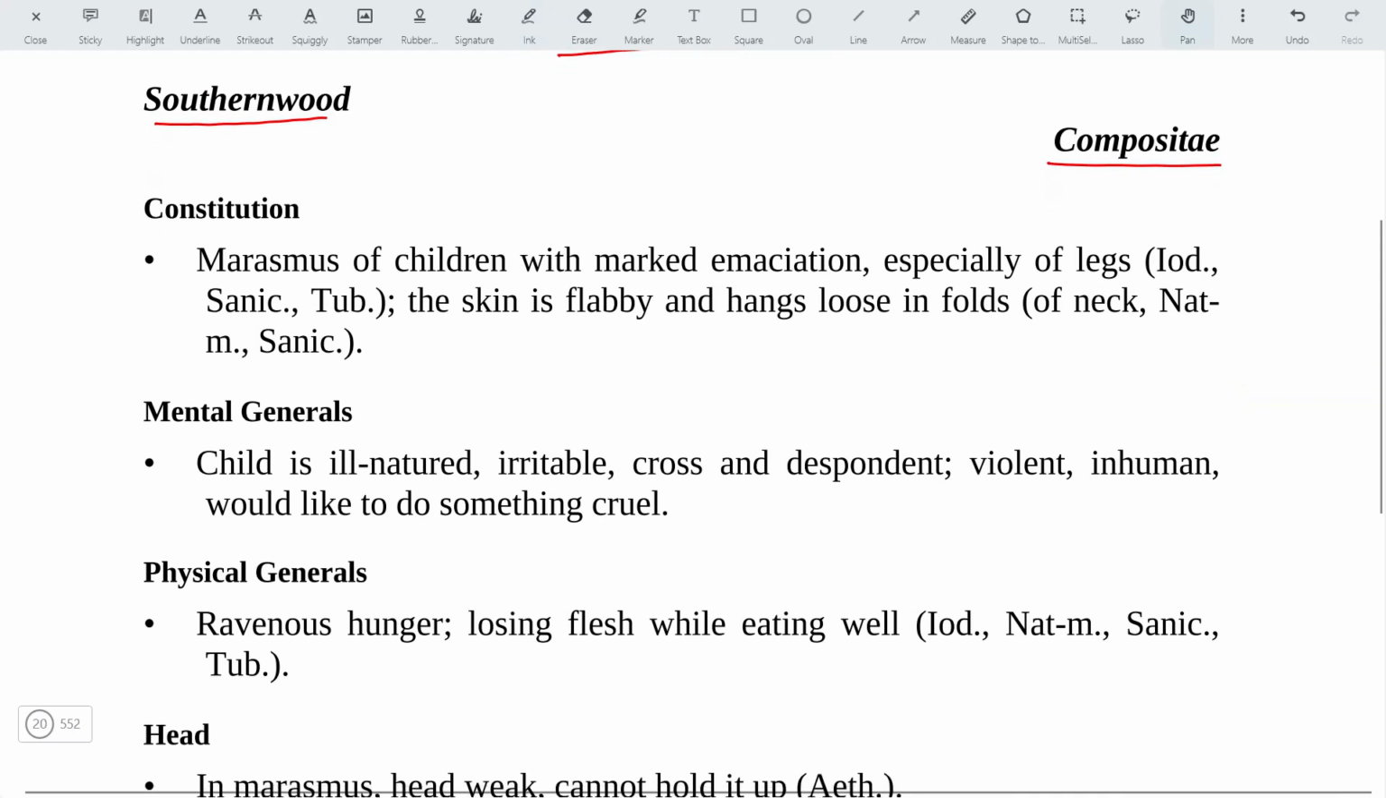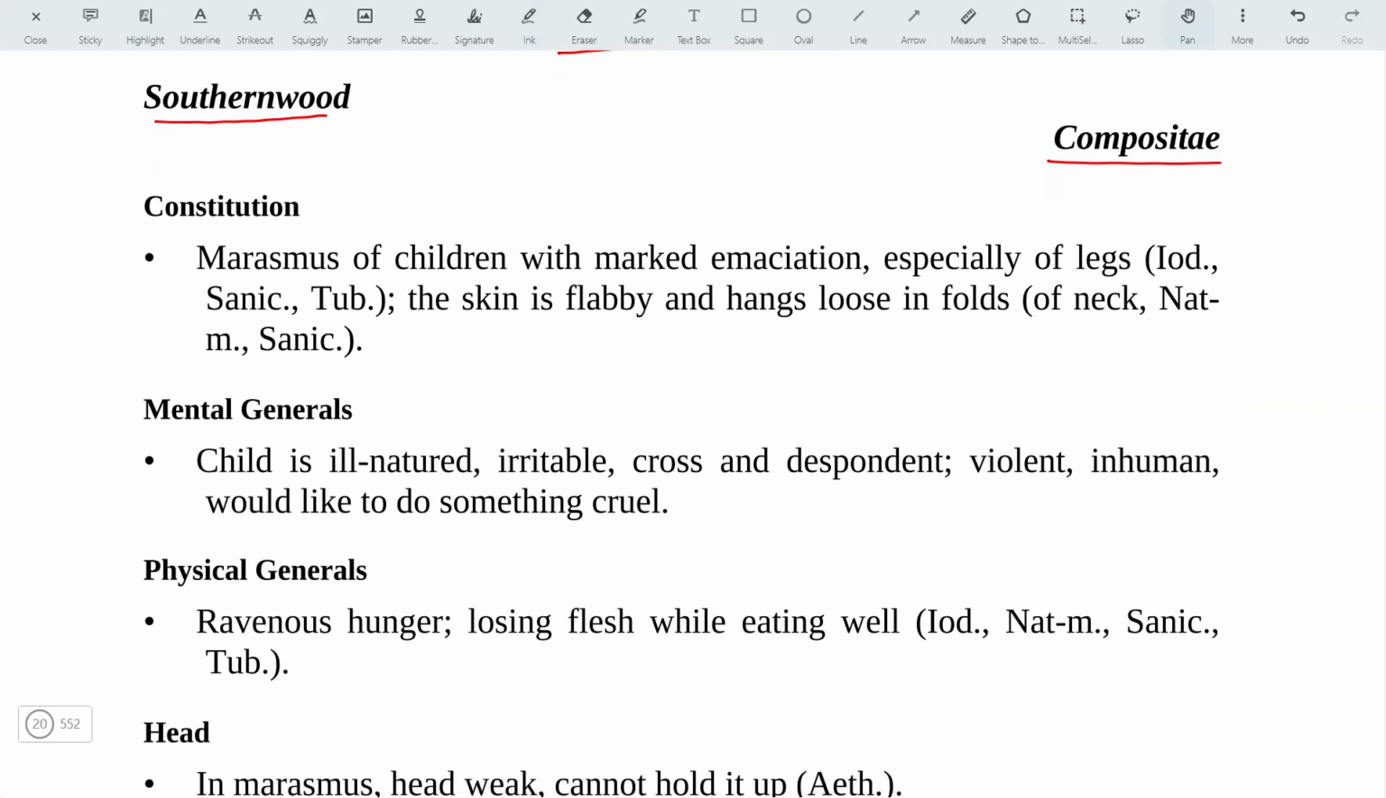First, come to the constitution. Marasmus of children with marked emaciation, especially of legs; in brackets, Iodum, Sanicula, and Tuberculinum. The skin is flabby and hangs loose in folds of neck; if it is, then Natrum muriaticum and Sanicula.